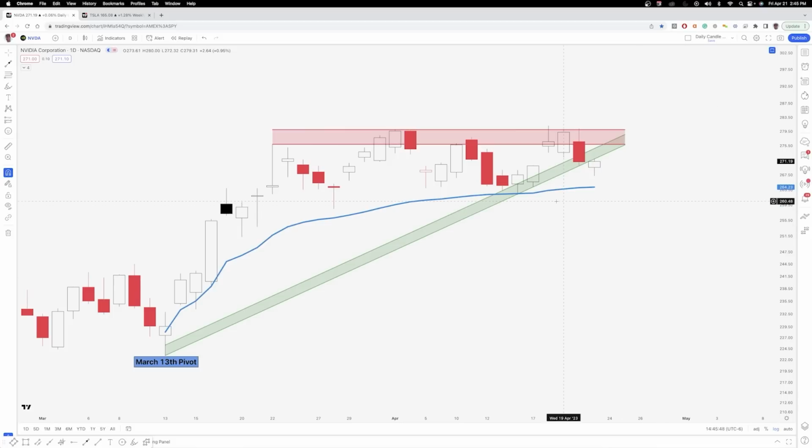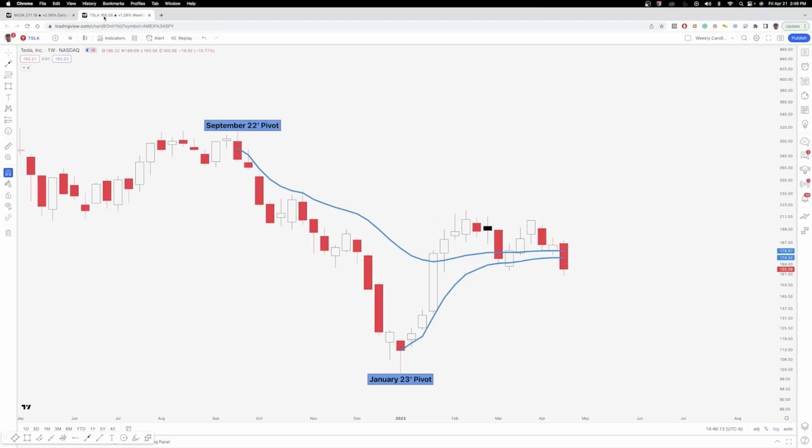So if you ever are watching a video and you're seeing the anchored VWAP, it shows up right here. So anchored VWAP is blue. This blue area, if you can't see my cursor, is right there. So 264.23. So that's what we are kind of seeing here on the daily chart.